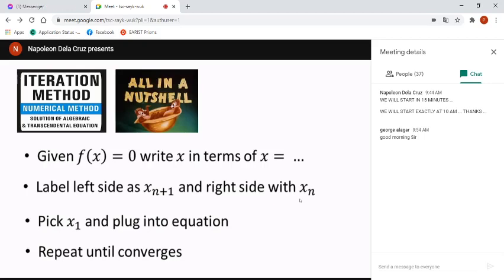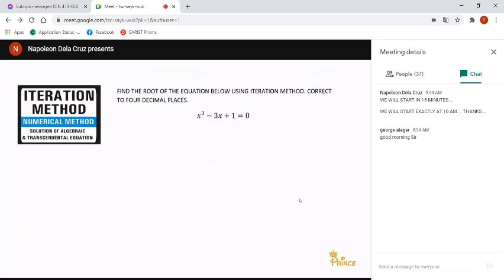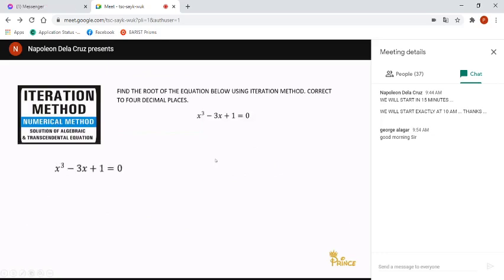At kung nasa XL na yan, hindi natin kailangang i-memorize siya. No? Hindi kailangang i-memorize siya. In iteration method, okay, let's have example, x cubed minus 3x plus 1. Ano yung sabi kanina? Assume x in terms of x. Write x in terms of x. Okay. So let's have this here.